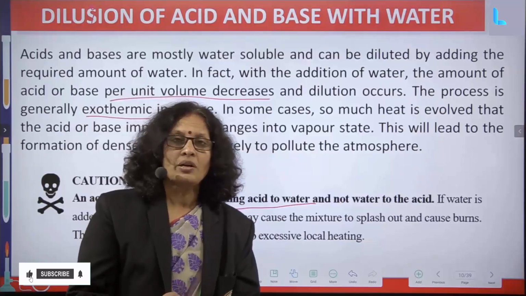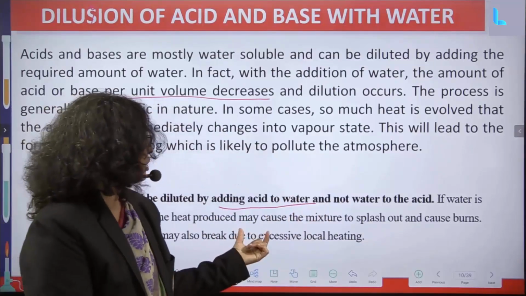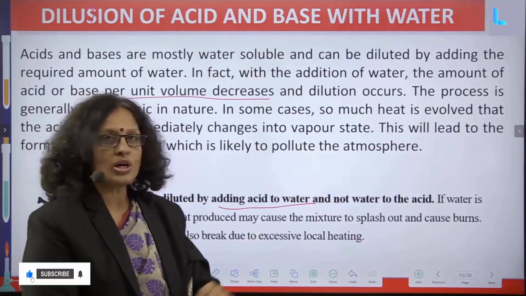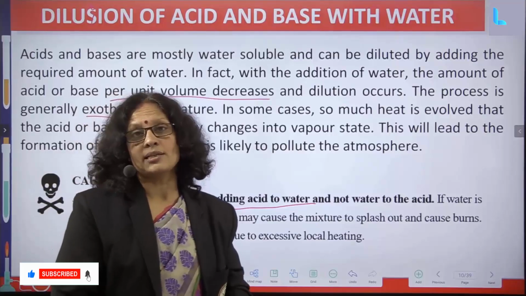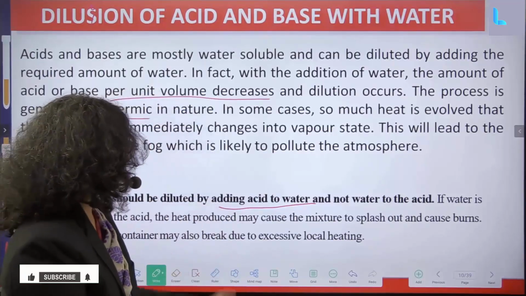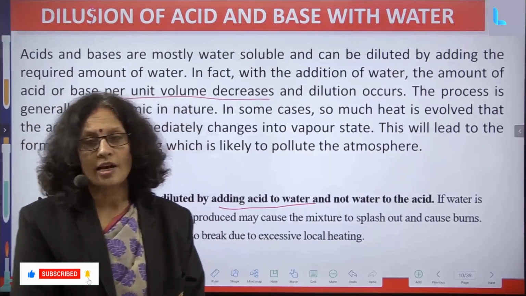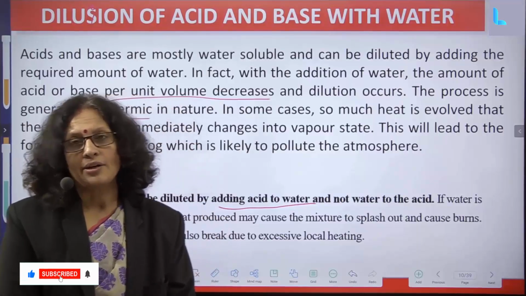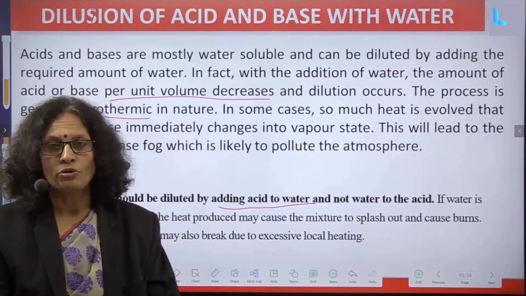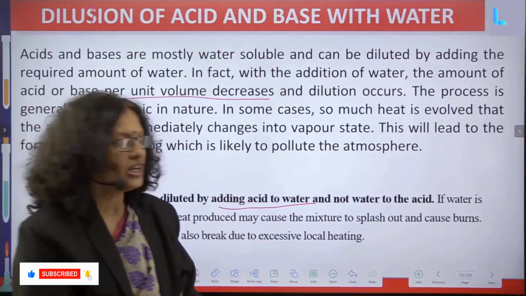But sometimes when we are preparing a solution, if we add water to the acid, what will happen? Lots of heat is generated. It may break the glass apparatus also. So always add acid to water, because it is a highly exothermic reaction. A large amount of heat is generated and the acid may spurt out and cause an accident. That is why acid should be added to water.